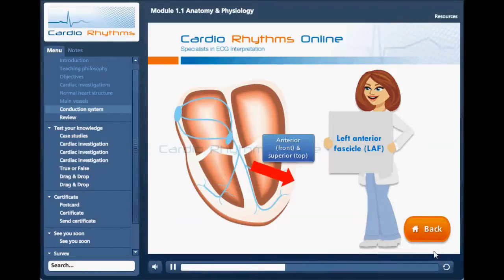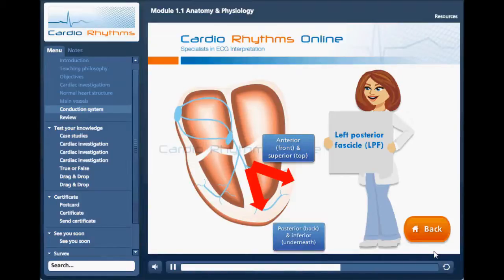The left posterior fascicle delivers the impulse to the posterior and inferior regions of the left ventricle, which is the back and the underneath of the heart. In diagrams such as these, you will see these fascicles labelled either way. It's not really that important in a 2D diagram, as long as you know which regions go with each fascicle. I just personally find it easier to illustrate it this way in my teaching.